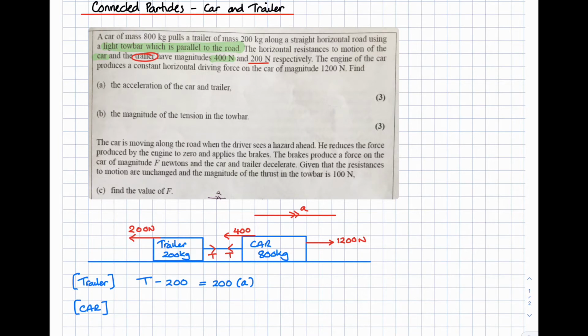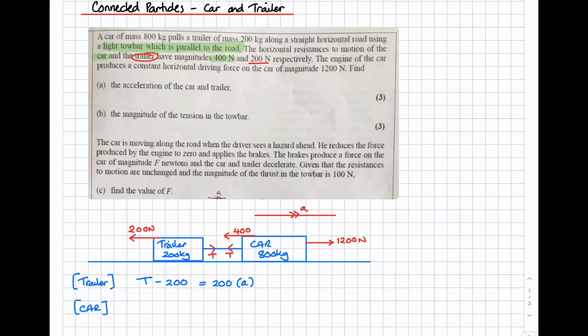Well, we've got this driving force acting on the car, acting towards the right. We've got this resistance force of 400 newtons acting towards the left. And we've also got tension in the tow bar acting towards the left. So that means we've got 1, 2, 3 forces acting on the car.